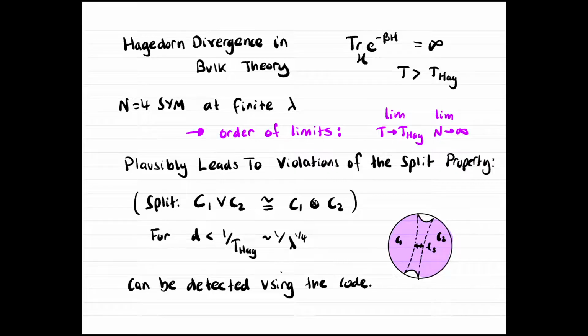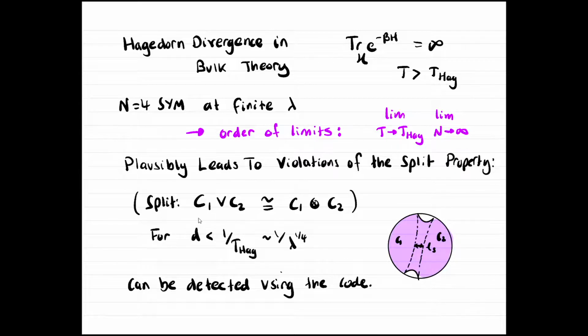And in this situation, for the same or similar reasons to the previous slide, this plausibly leads to violations of the split property. So it's the split property in the bulk. If I take these two causal wedges here with a dashed line, they have to be close because I'm imagining lambda is, say, large. But these two algebras would not be in a tensor product relation anymore.